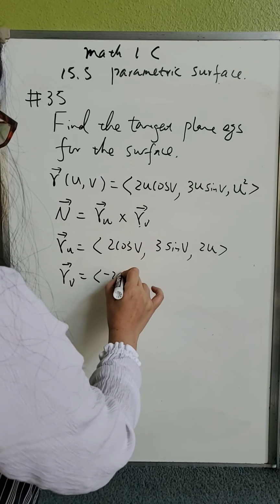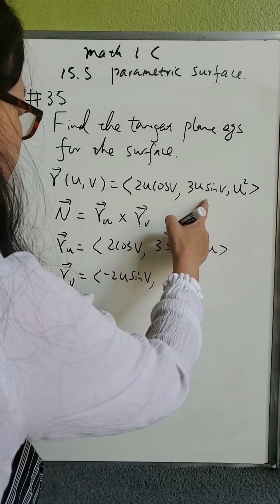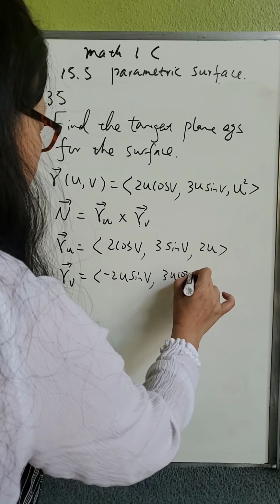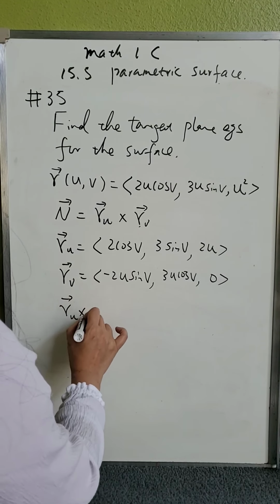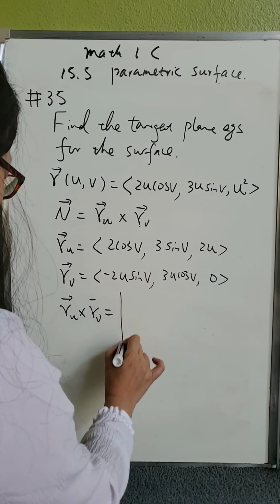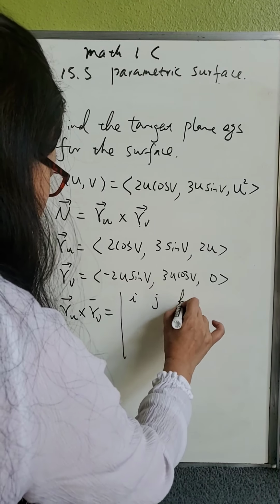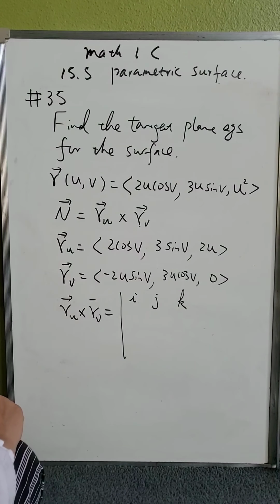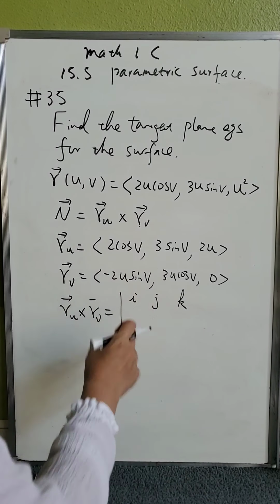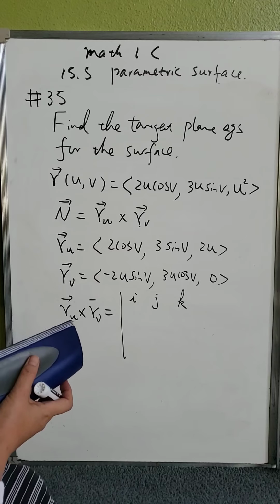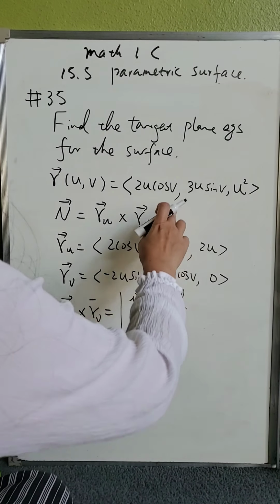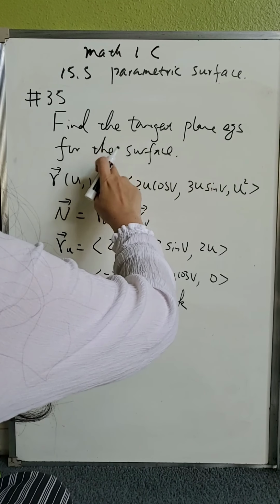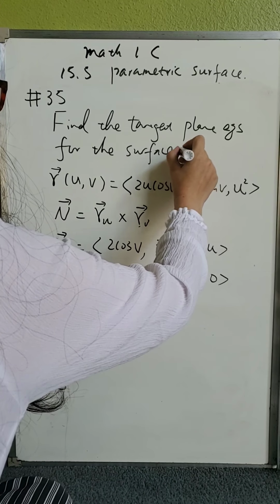equal to negative 2U sine V, 3U cosine V, and then 0. And then take the cross product, i, j, k. But we have to do one more thing before we can take that. You can do it like this, but then you have more work. So what I'm going to do is find the point first, because I forgot to put down the second part: they want to find the tangent plane for a surface.